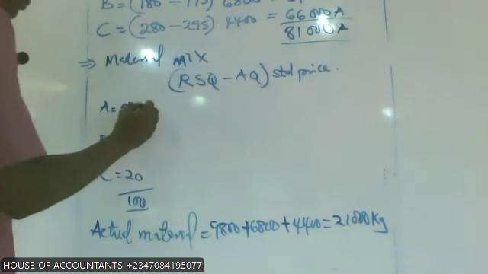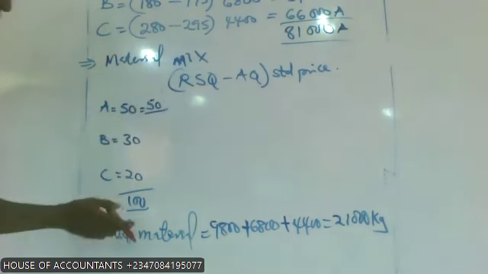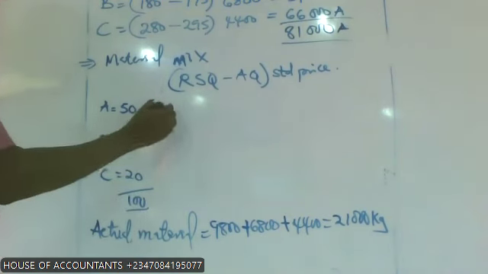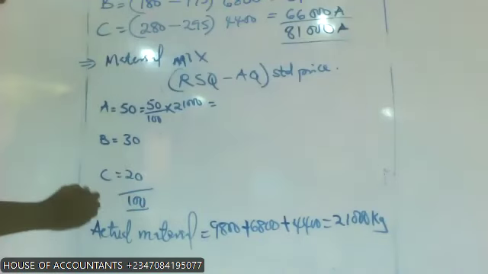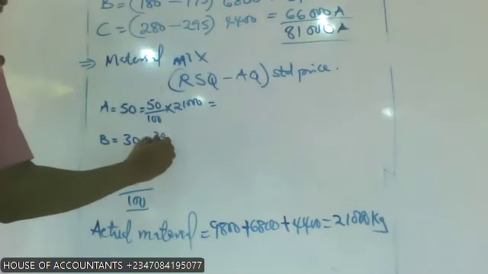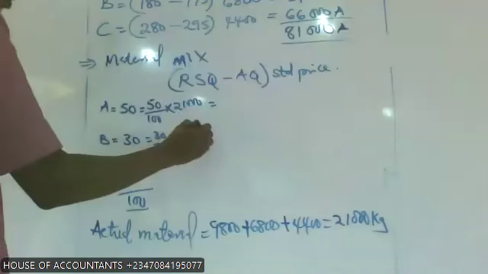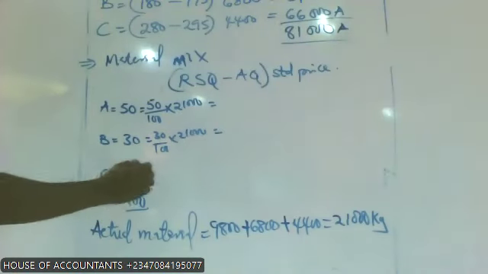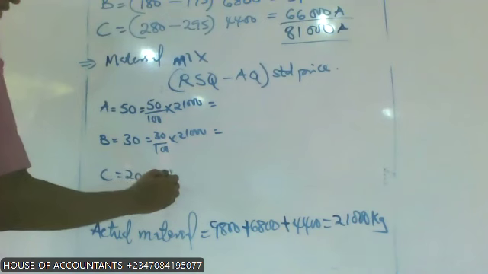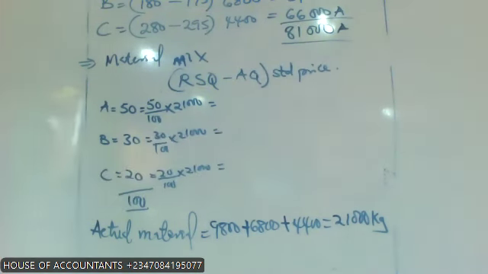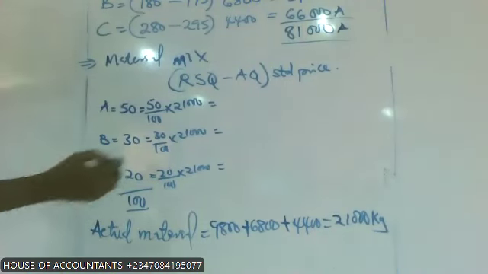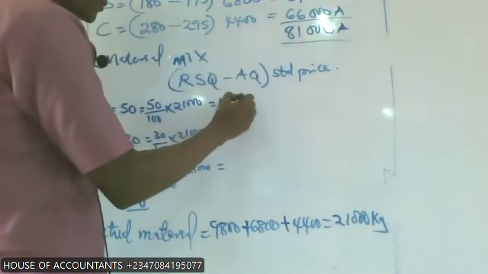So it will now be the 50 over the total, which is 100, times 21,000, whatever you get. Then 30 over 100 times 21,000, whatever you get. Then 20 over 100 times 21,000, whatever you get. What do we get now? For the first one, what do we get? The first one is 10,500.